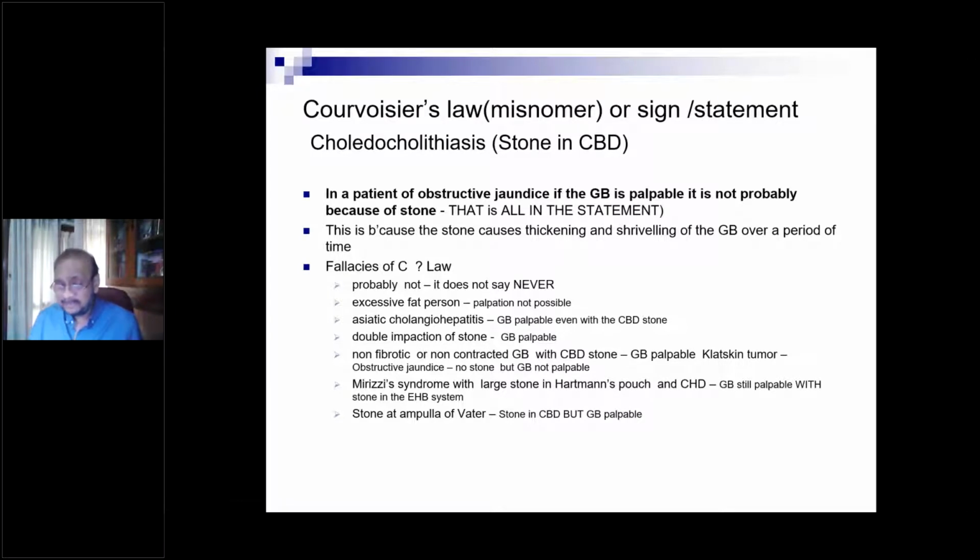That is what we did. That is what the subsequent surgeons did, right? So that is all in the statement.